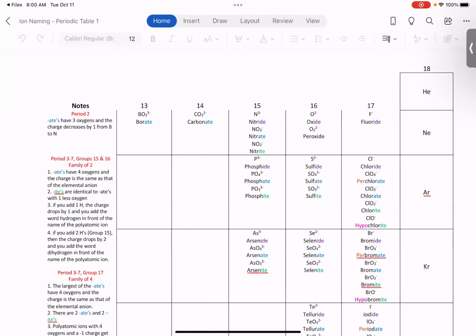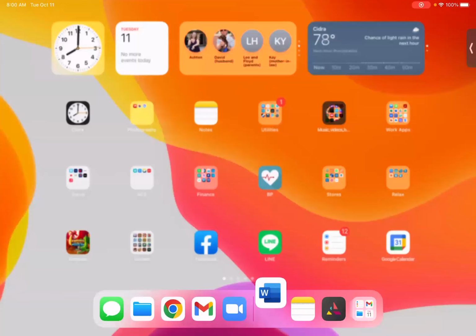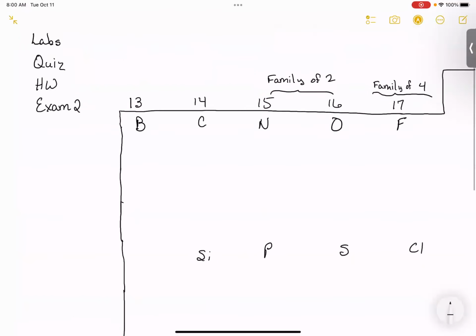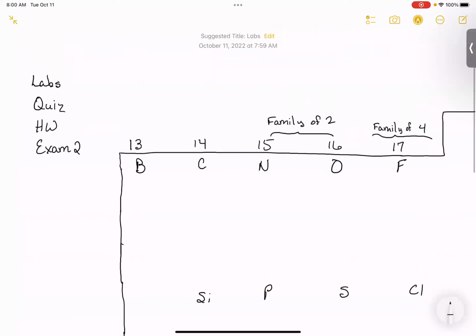Okay, folks, I'm gonna go ahead and get started. So the first thing is just some quick announcements. Number one, a few of you owe some labs from last week because you didn't get it finished in lab. So that's due.